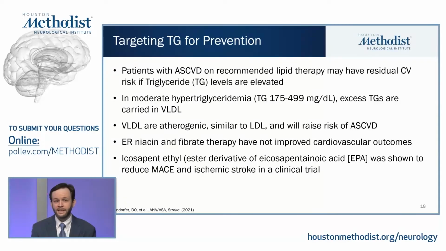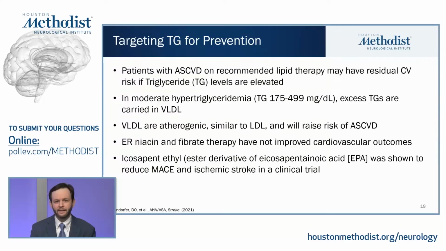I'd like to focus now on triglyceride levels. Patients with atherosclerotic cardiovascular disease on recommended lipid therapy may have residual cardiovascular risk if their triglyceride levels are elevated. In moderate hypertriglyceridemia, we're looking at a triglyceride level of 175 to 499. And these triglycerides are carried in very low density lipoproteins, which are atherogenic and could increase your risk.